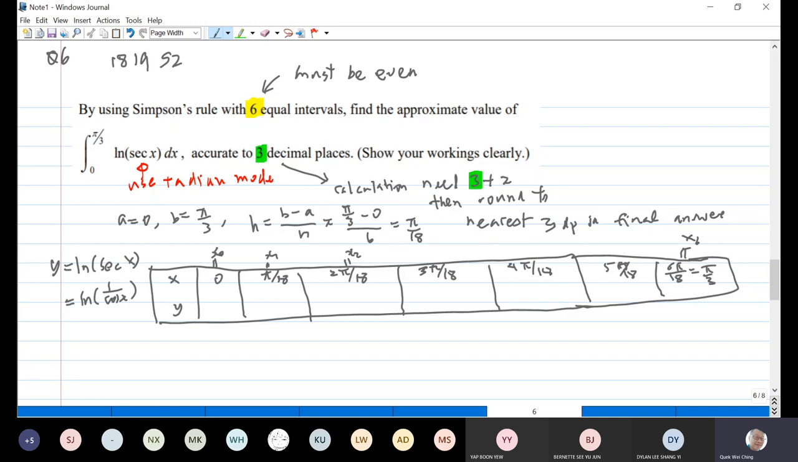So I want to get the table in the calculator. Okay, this is actually log of 1 over cosine x here. Secant x is 1 over cosine x, so you must know that. x equals 1 over cosine x here. Then, okay, 3 here. So, starting from 0 to pi over 3, the step size is pi over 18, so you put 3 pi over 18 here.